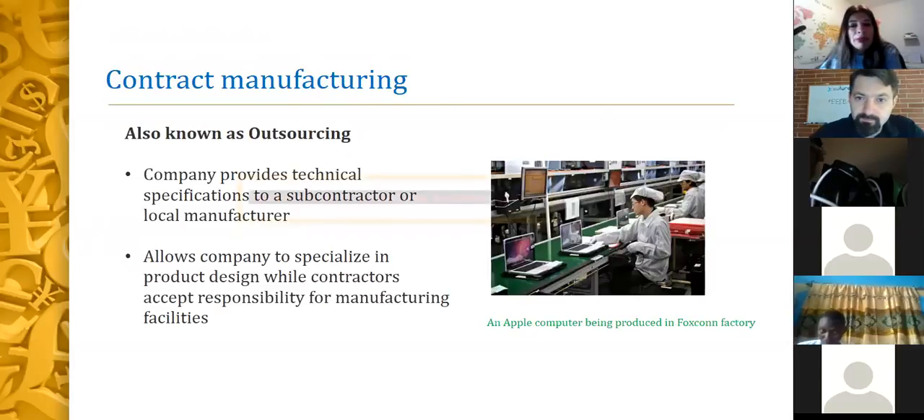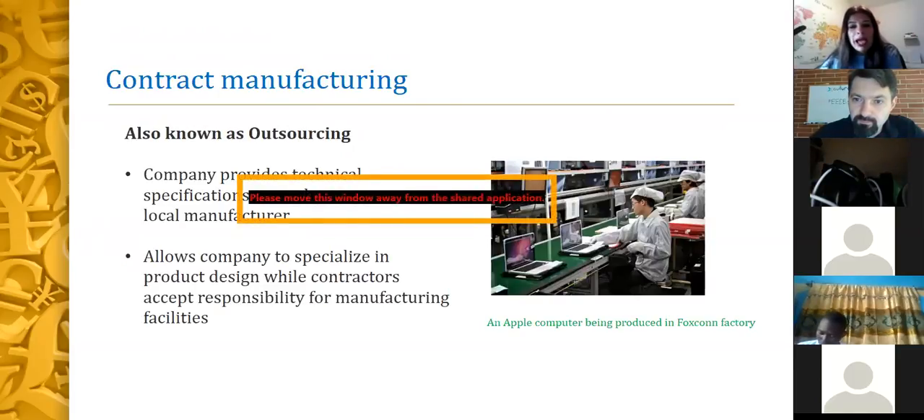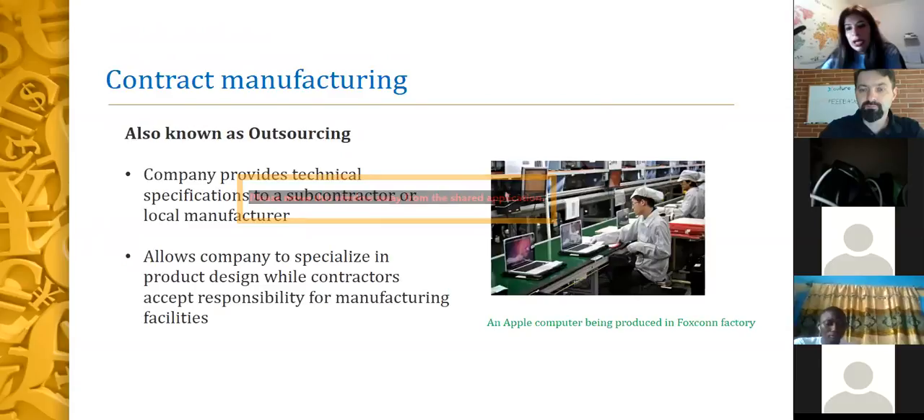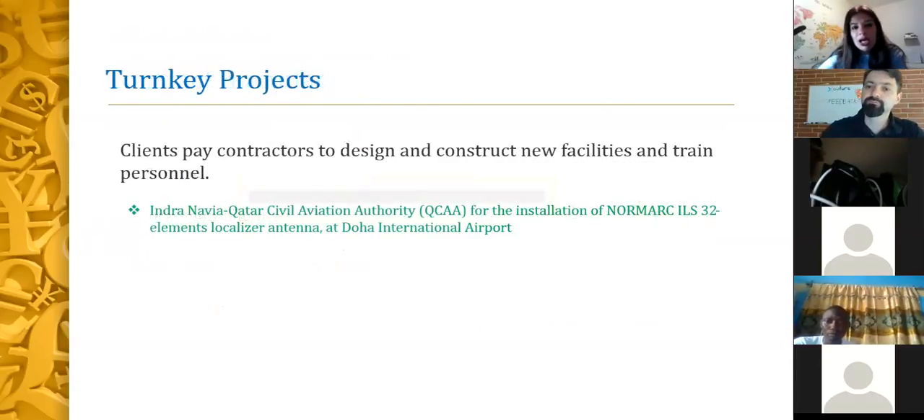If you might be aware of Foxconn, one of the largest outsourcing companies in the world when it comes to electronic products. So they have factories in China where they manufacture Apple products. This allows Apple to specialize in its R&D and designing in California, whereas Foxconn in China accepts responsibility for their production and manufacturing facilities.